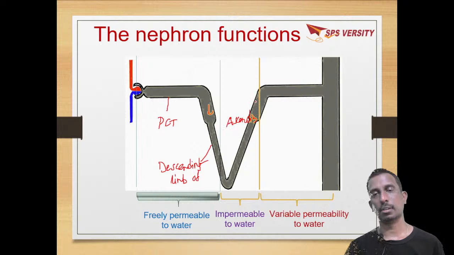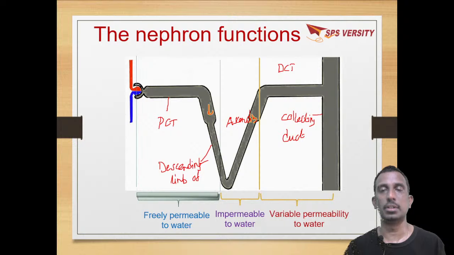Here you can see the distal convoluted tubule, DCT, and collecting duct. In the DCT and collecting duct, there is variability in the permeability to water. Depending upon the need and the hormones secreted, the permeability of the distal convoluted tubule and collecting duct to water will differ.